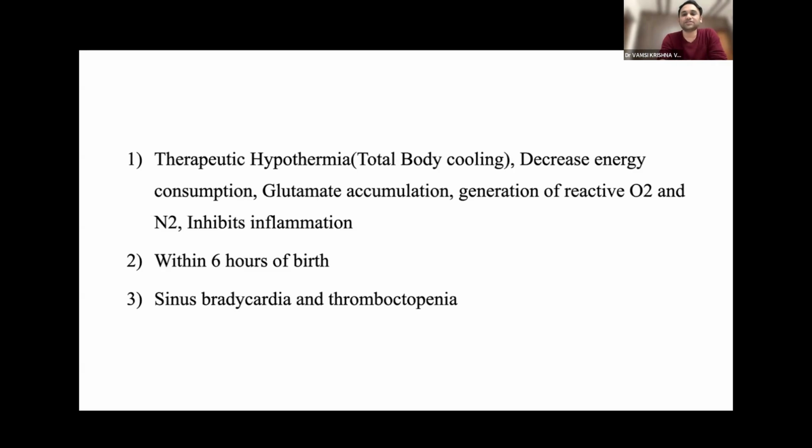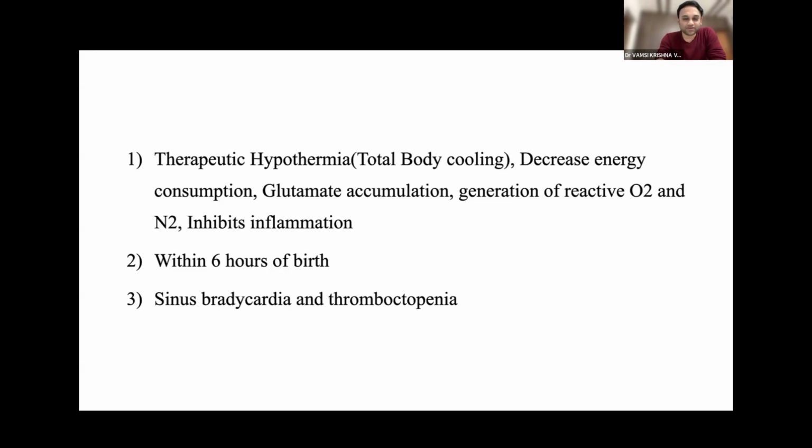And there will be fluctuations in the blood pressure, but cooling by itself doesn't cause hypotension. But if a baby already had hypotension, the cooling can increase the chance of more hypotension, not because of itself, but because of our inability to monitor the perfusion in these babies.